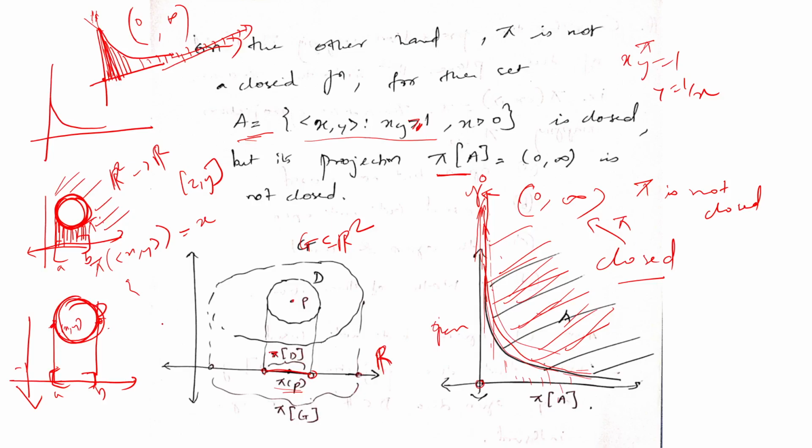And what is the projection of the disk? The projection of the closed disk will be this closed interval. Again a closed interval. Yes. The projection of the circle is a closed interval and the projection of the disk is again a closed interval. Both are the same. Why? Because see, if you are taking this point, this point P, right?